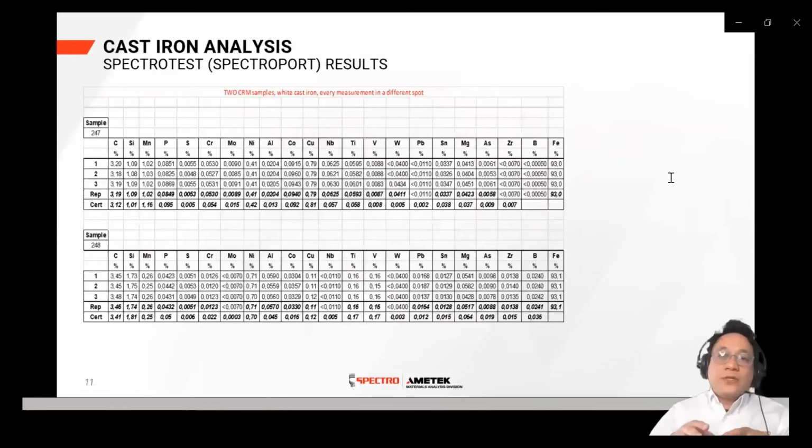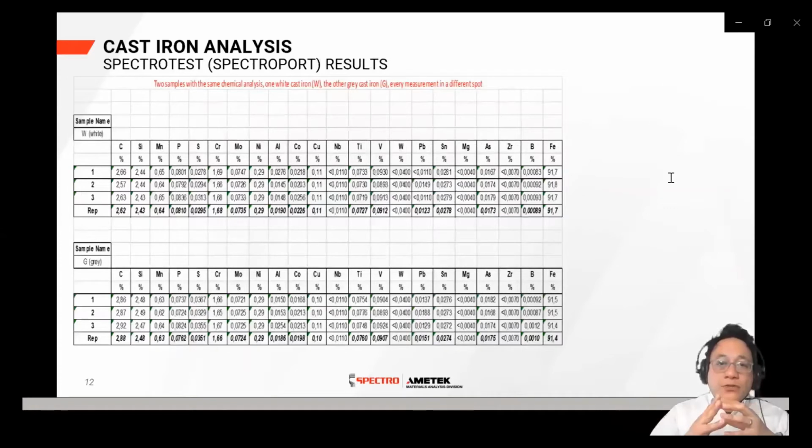Here you can see the results from 2 certified reference materials which represent white cast iron performed on a mobile instrument. You can see the excellent precision of analysis of the alloying elements, and the carbon's not too bad, but it's not precise enough for our needs to control. This slide shows comparison measurement results between a white cast iron and a gray cast iron performed on a mobile instrument. Both samples do have the same chemical composition. The analyses are quite precise except that of carbon.